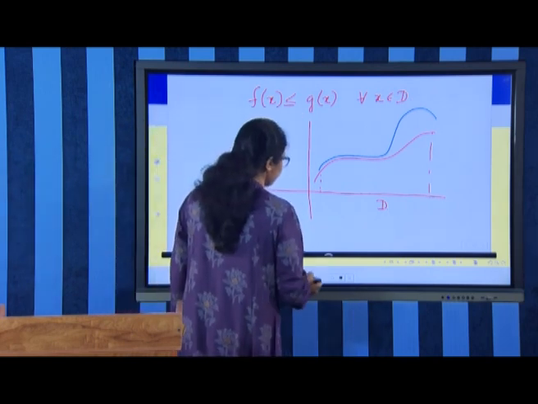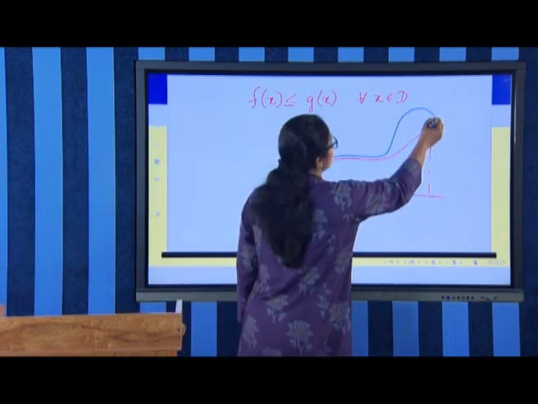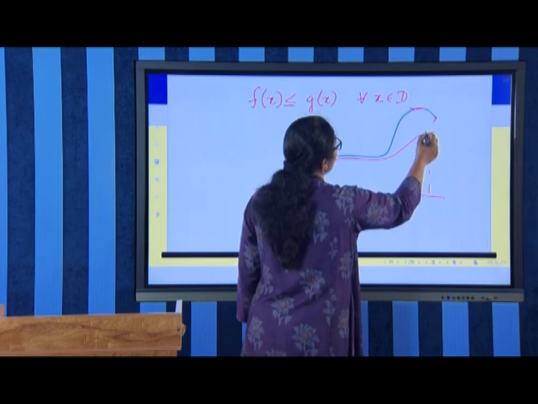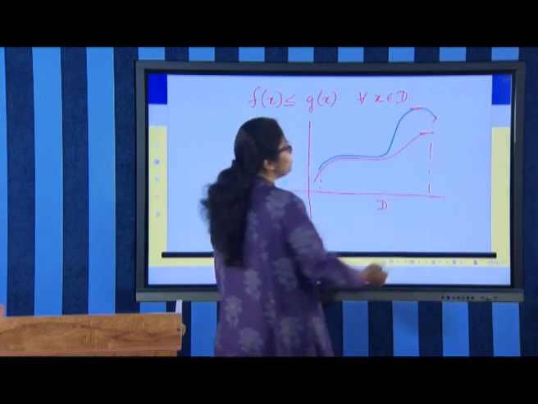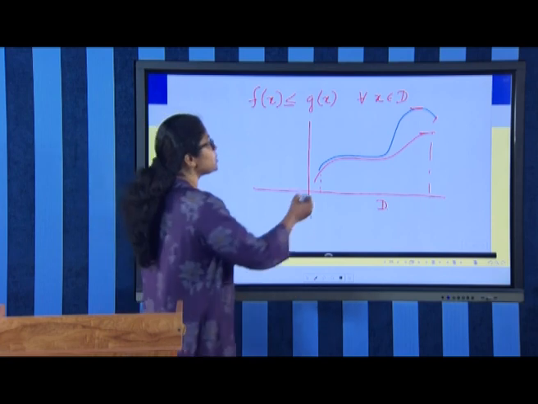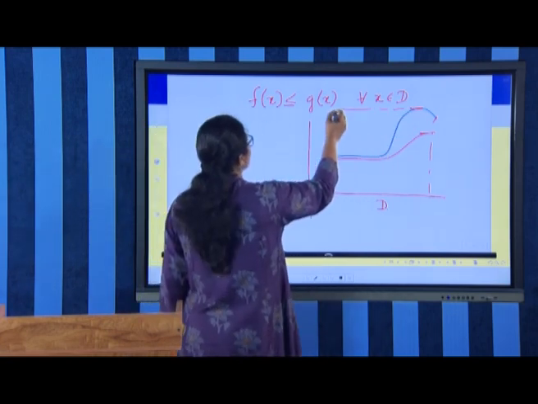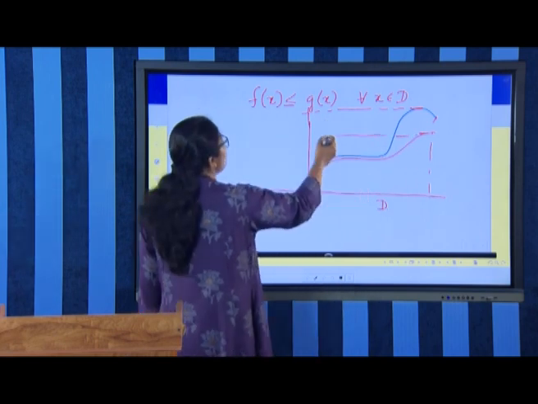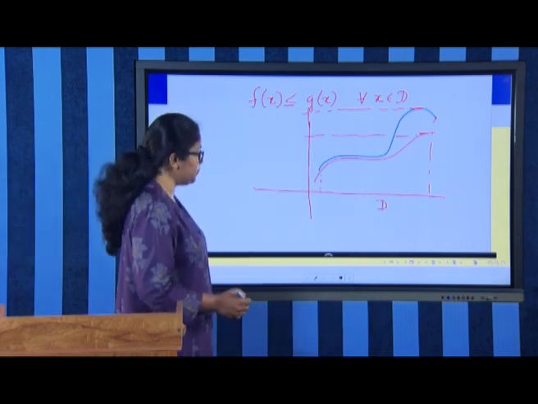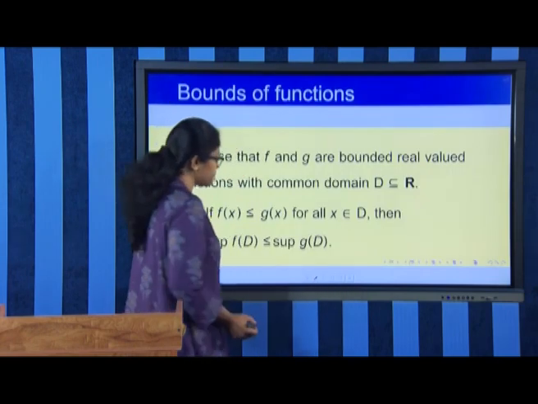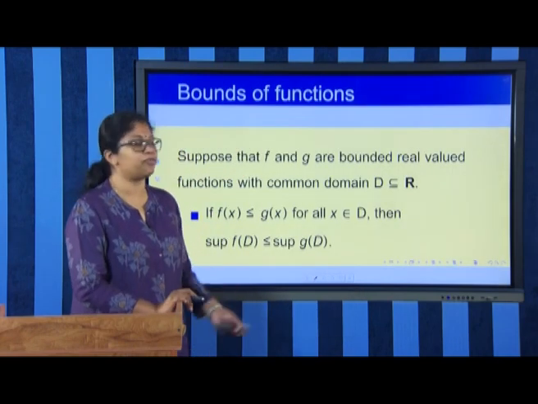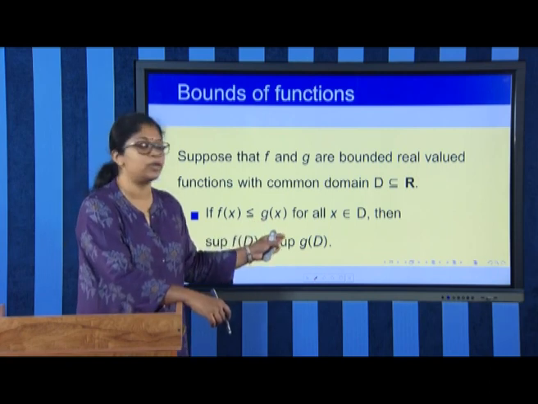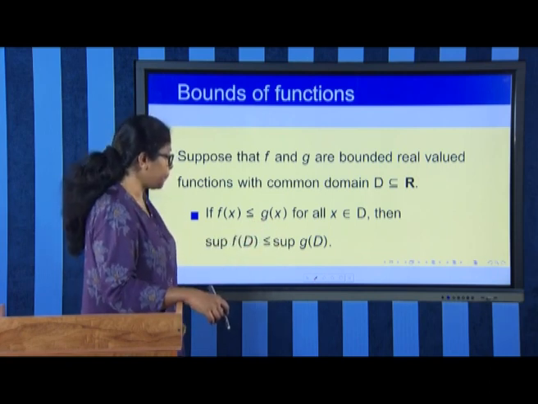Then what happens? You have the supremum of f of x, that is the peak, the highest value, to be less than or equal to the supremum of g of x. So, what is the supremum of g of x? Somewhere here is the supremum. This is the supremum of g of x, and here is the supremum of f of x. So, that is what the result is saying. That is quite evident from the figure itself that supremum of f of D is less than or equal to the supremum of g of D.